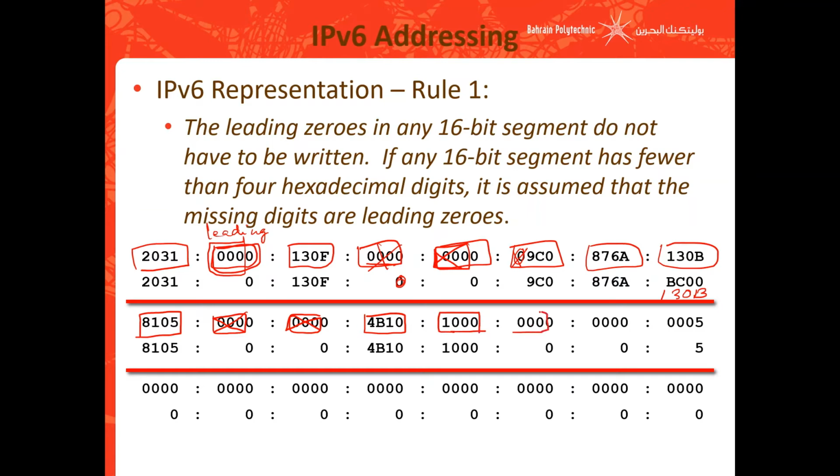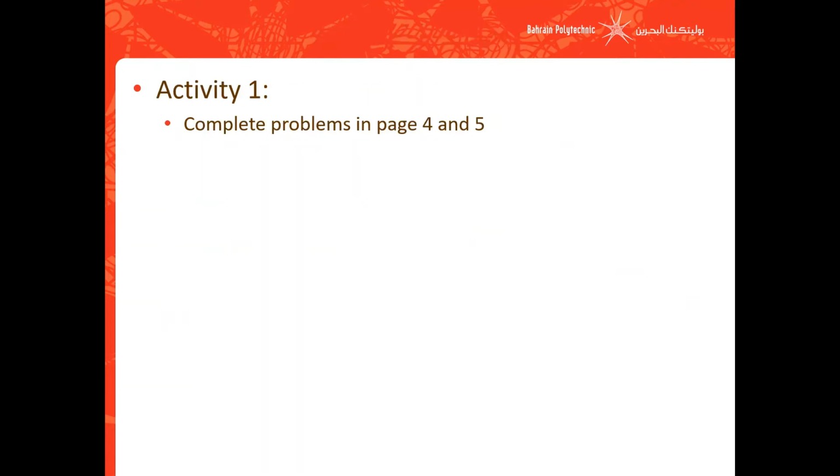Again, leading zeros, you can remove them. Leading zeros, remove them. And then leading zeros again, remove them. Okay, so now the address becomes a little bit short. Here you see all of them are zeros, so you can just remove all the leading zeros. That's your first rule. Any leading zeros, you can remove them. Okay? So that's rule number 1.